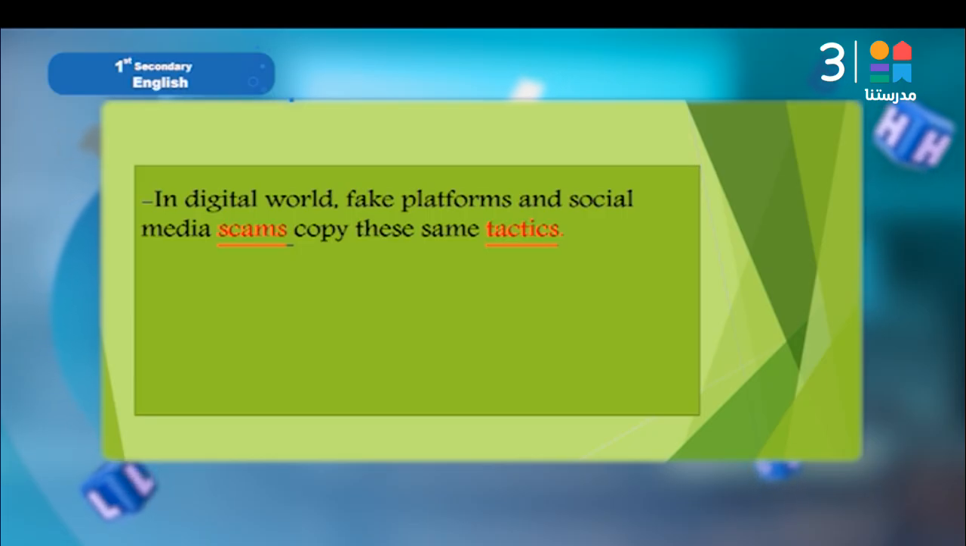Let's take another sentence. In digital world, fake platforms and social media scams copy these same tactics. We know that social media has a lot of fake websites. So you have to be careful about any website that you are dealing with. Why? Because they may scam you. What does this word mean? Scam.